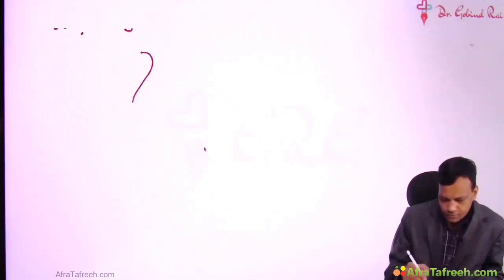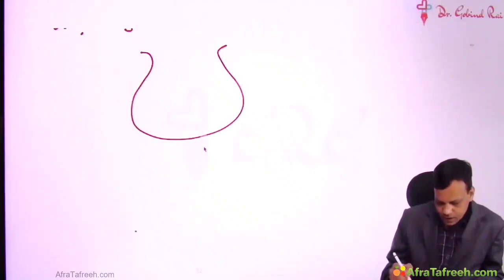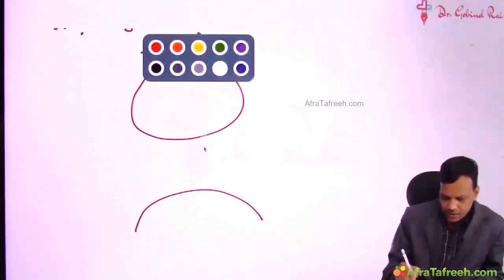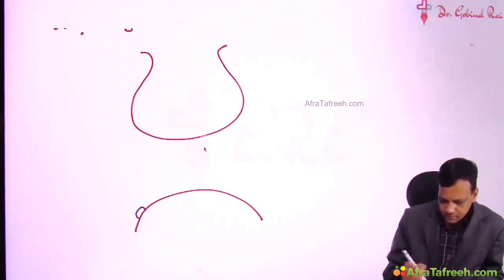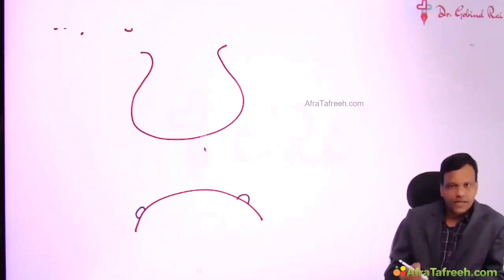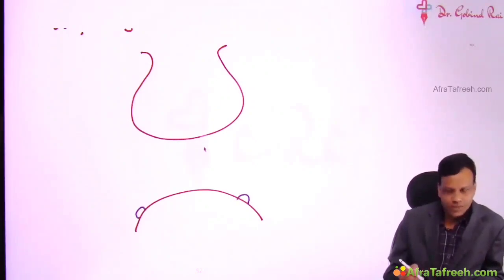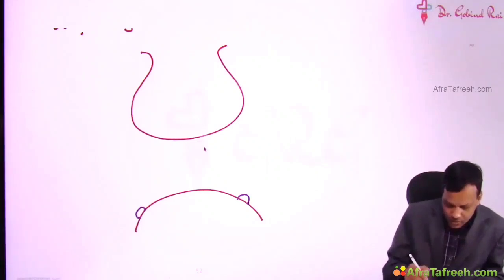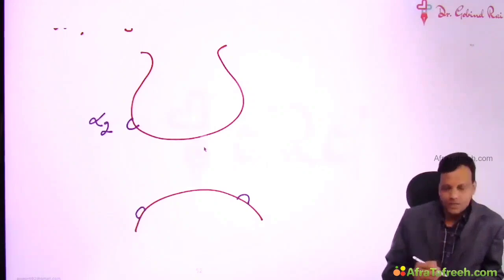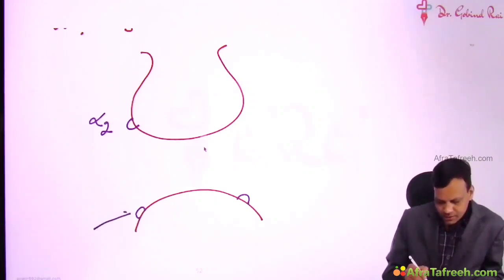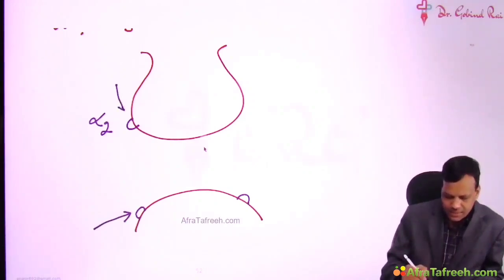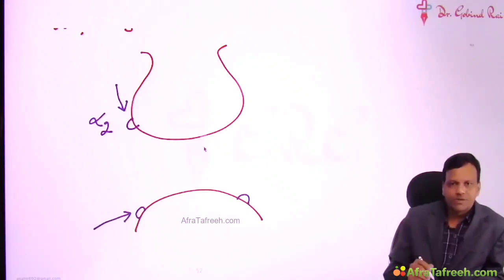If you see, the receptors may be present here. Most of the receptors, like we discussed earlier, M1, M2, M3 and just now alpha 1. But some receptors are present here also, and alpha 2 is such a receptor. These receptors are post-synaptic, whereas this receptor is pre-synaptic. So alpha 2 is a pre-synaptic receptor.